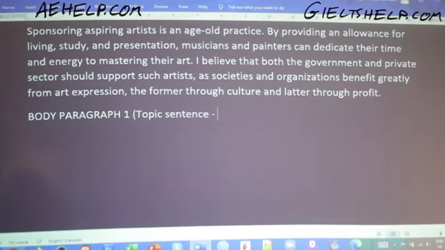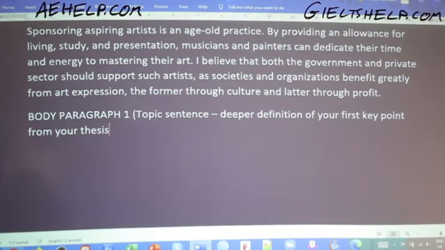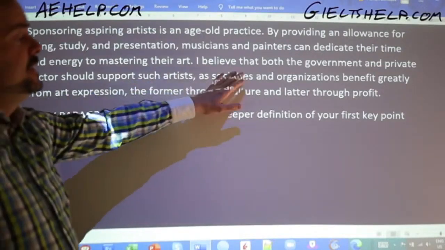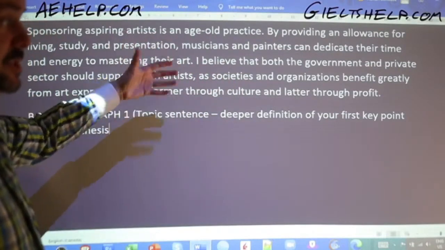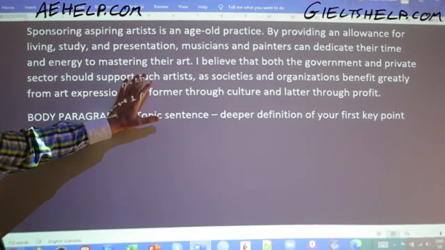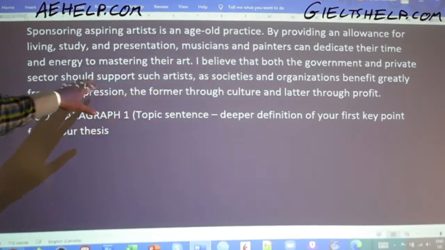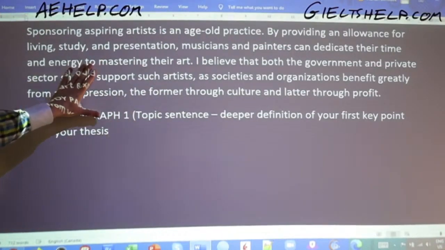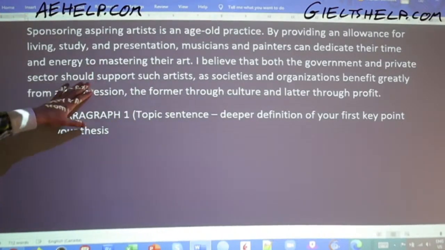And the topic sentence is simply a deeper definition of your first key point from your thesis. Okay, so in this case, basically, I state that I'm going to discuss both sides, and I believe that both sides, both governments and private sector, should support artists.